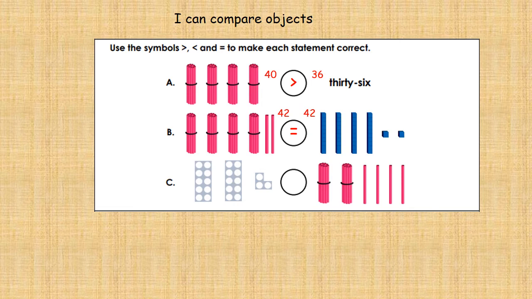And for C, I can see 2 10s number blocks and 3. So this is 23. I can see 2 bundles of 10 and 4 1s. This makes the number 24. I know that 23 is less than 24, so I will use the less than symbol.